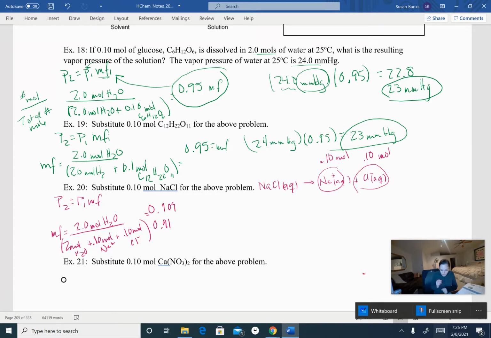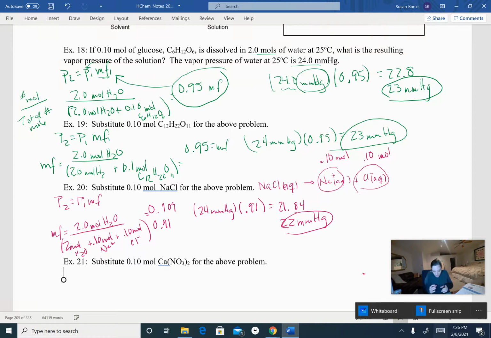So when we put this in then, I'm going to take my 24 millimeters of mercury, and I'm going to multiply it by my mole fraction of 0.91. I get a vapor pressure of 21.84, and I only had 2 sig figs, so that 8 is going to tell me to round up. So I'm going to do 22 millimeters of mercury is the pressure that I would expect from that solution.